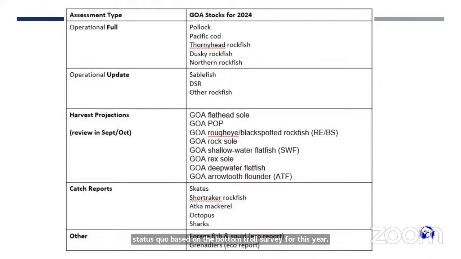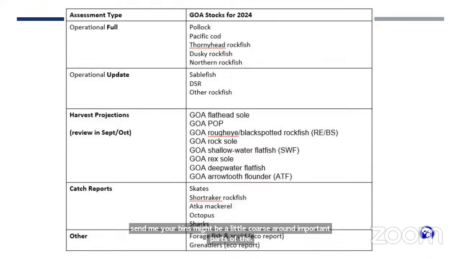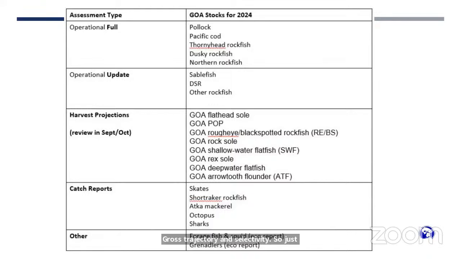Thanks for the overview, Curry. Yeah, I agree with most of that, and I think most of this is pretty straightforward. But I made the comment during Bering Sea that I think the 5 centimeter bins might be a little coarse around important parts of the growth trajectory and selectivity. So I just want to make sure that's explored to see if it has any real effect. Other than that, I don't have anything else to add. Thanks.